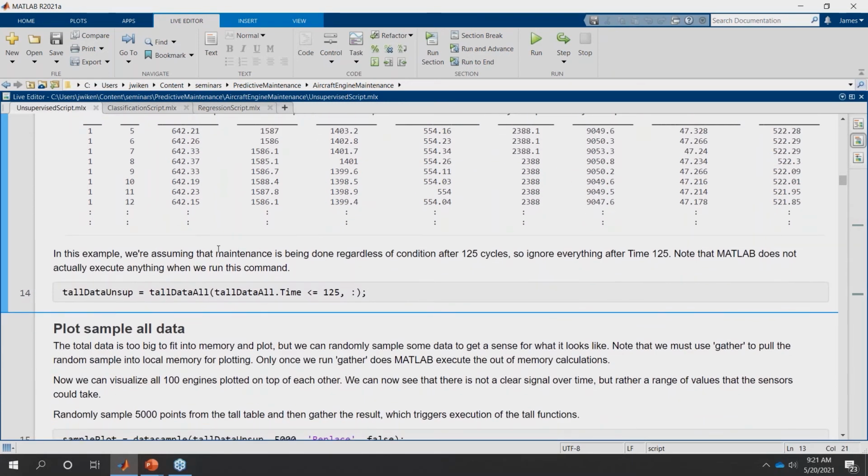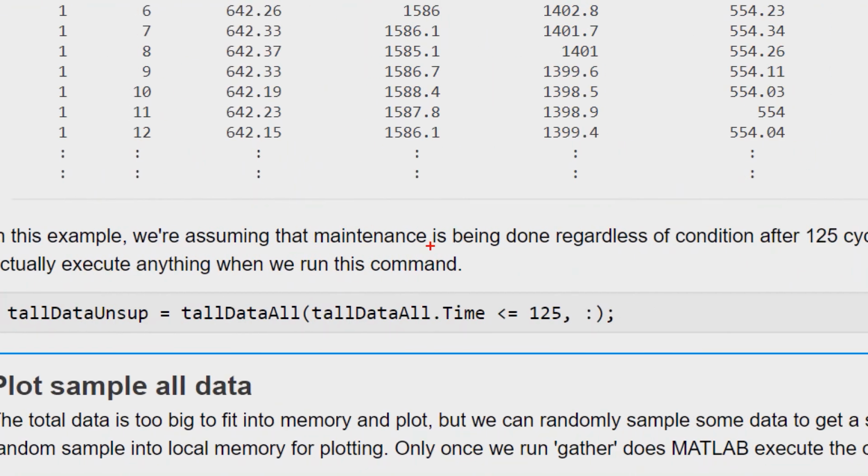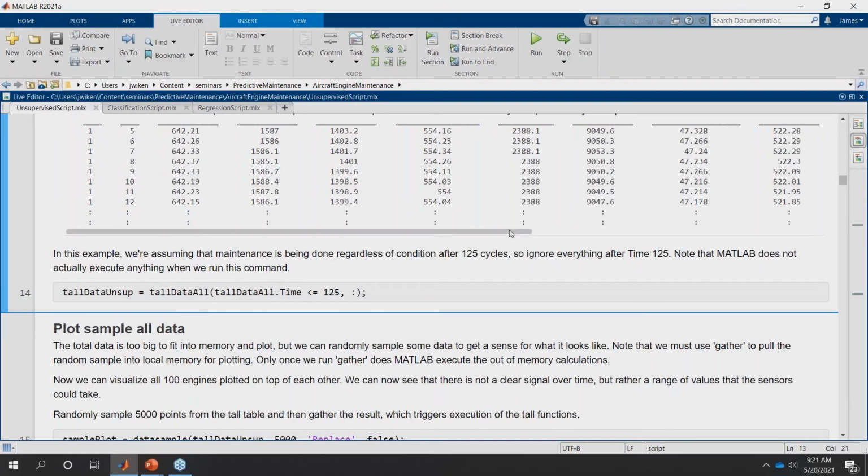Okay. Now we are going to introduce one of our assumptions here. I said before, we're assuming that maintenance is being done at a regularly scheduled rate. So in this case, we're going to say that anything over 125 cycles, we're just going to assume that we did the maintenance and cut off everything after that.